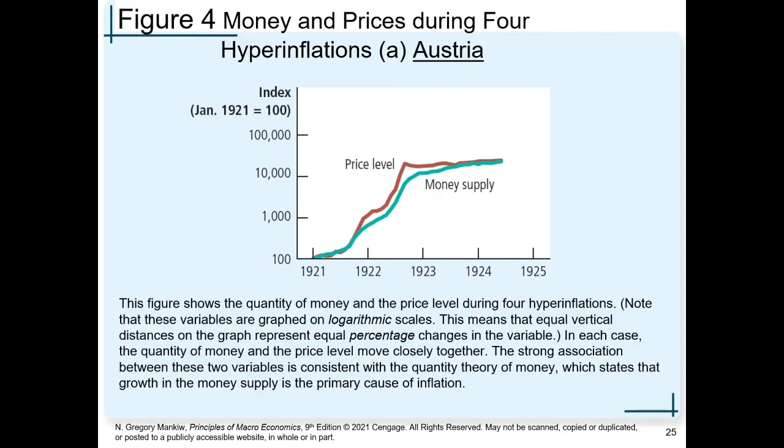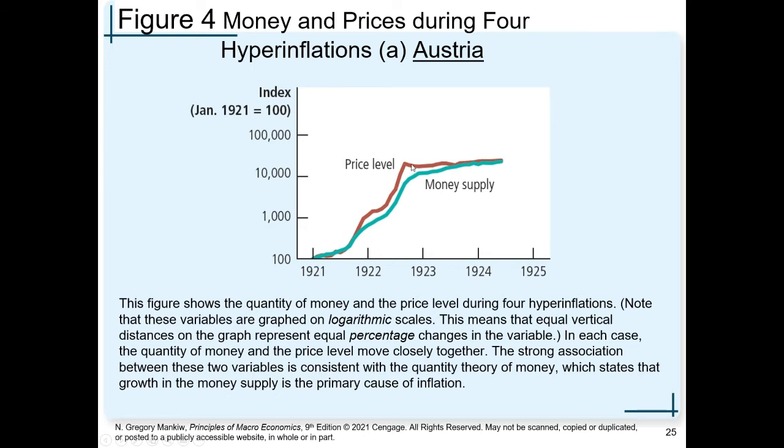Okay, so we are going to look at these 4 graphs of hyperinflation. This one's Austria from 1921 to about 1925. You can see that the money supply and the price level are highly related or correlated. They move together. As the central bank increases the money supply, the price level follows. And here you can see the price level over just 4 years.